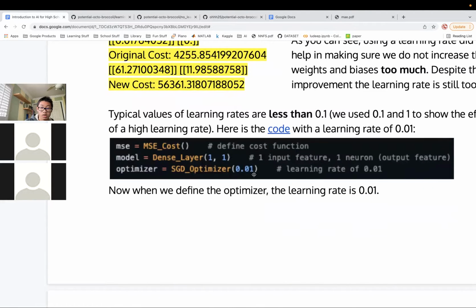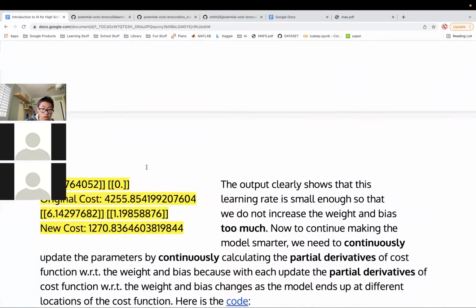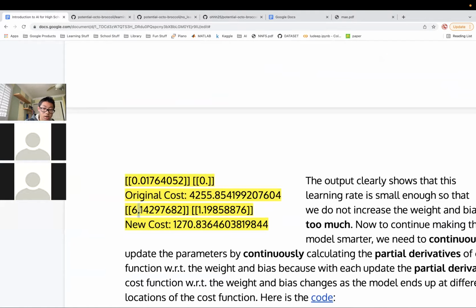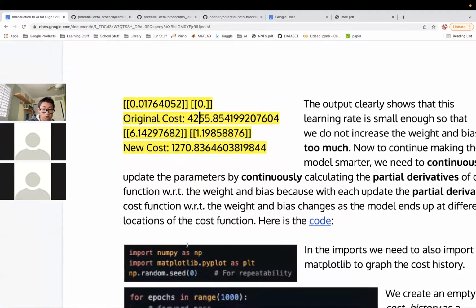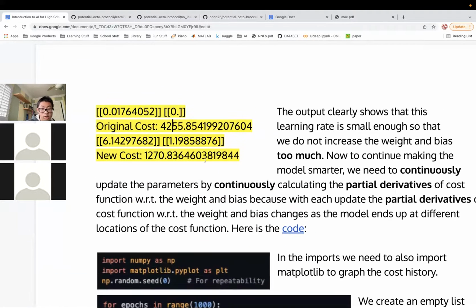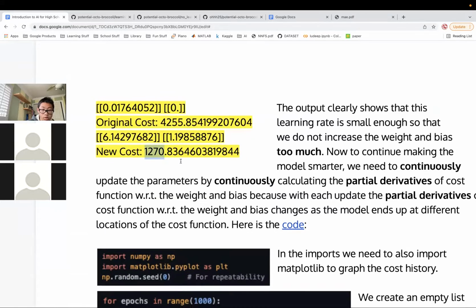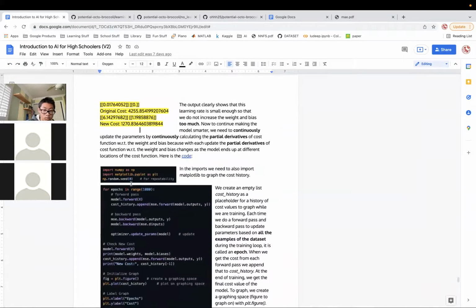So if you use a learning rate of 0.01, what ends up happening is here, your weight increases to 6 and your bias increases to 2. Your bias should be 20, your weight should be 10, okay? So at least now, if you look at the cost, we have actually decreased it this time compared to this original cost. So to continue decreasing the cost, you just continuously update the parameters.